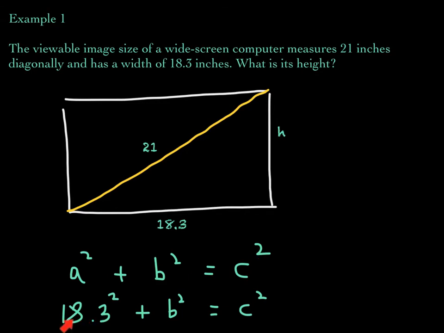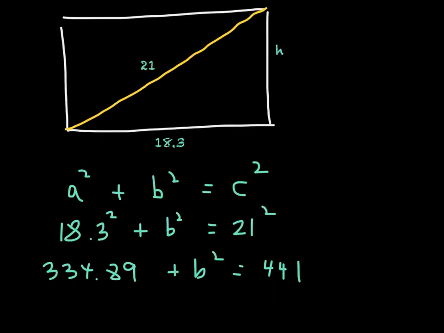I went ahead and plugged in 18.3 for one of the legs. We don't know the other leg, which is labeled in the diagram as H, but in the theorem it's labeled as B. And then we do know the hypotenuse. The hypotenuse is 21, so this is 21 squared. And what we can do is solve this now for B. 18.3 squared is 334.89. 21 squared is 441.